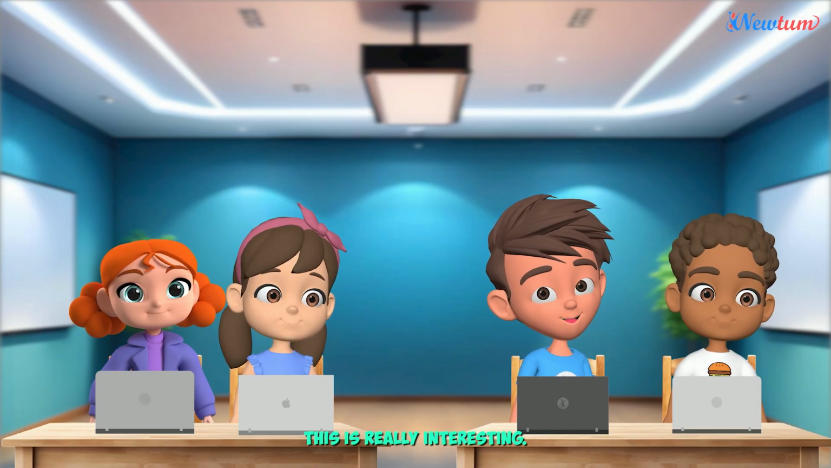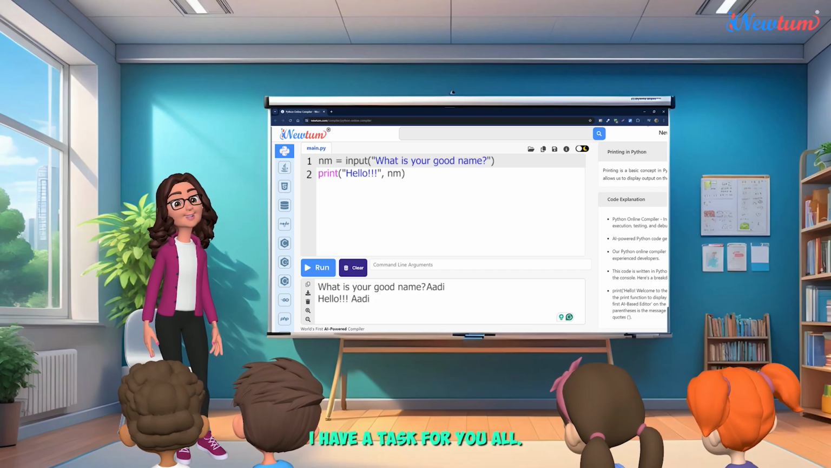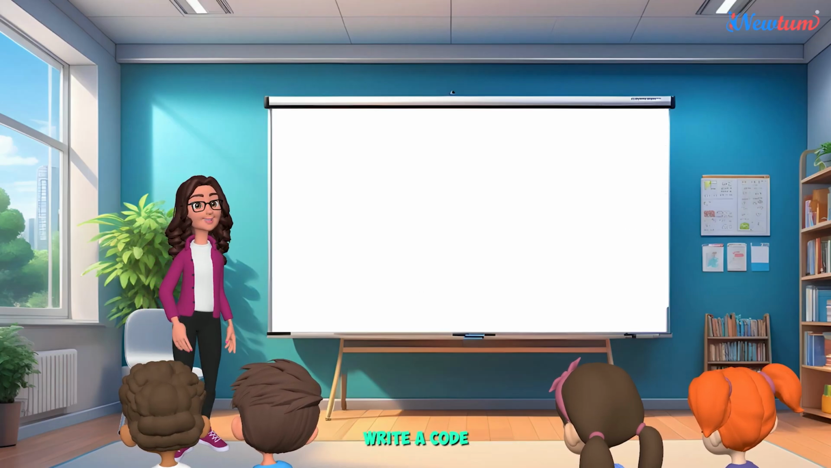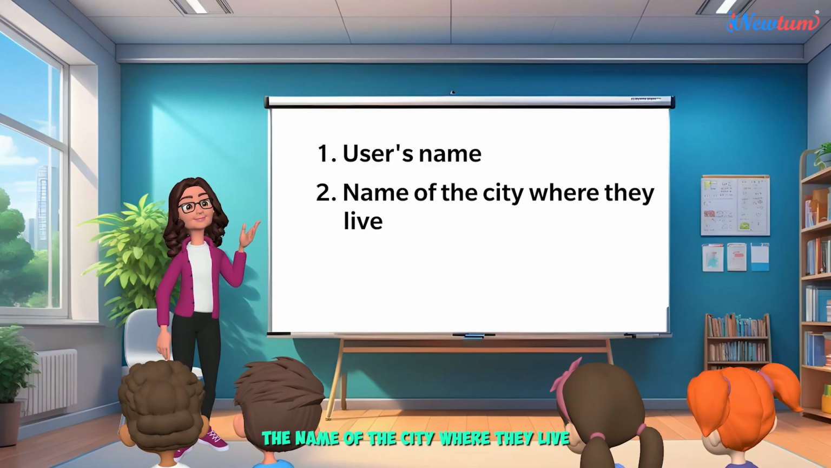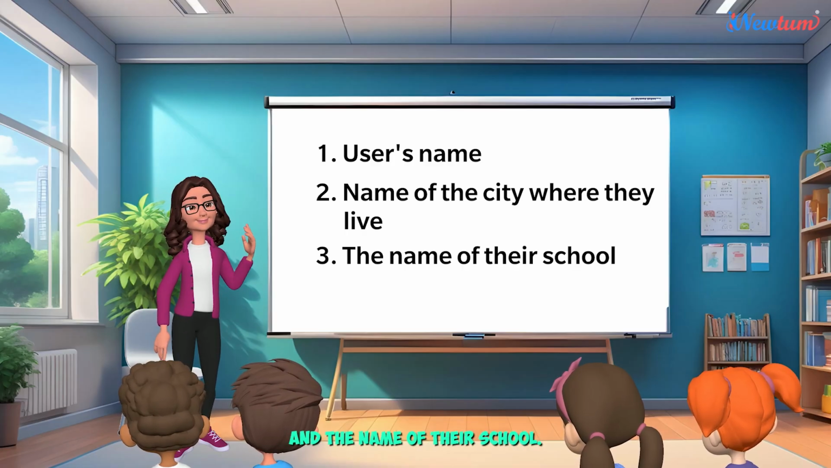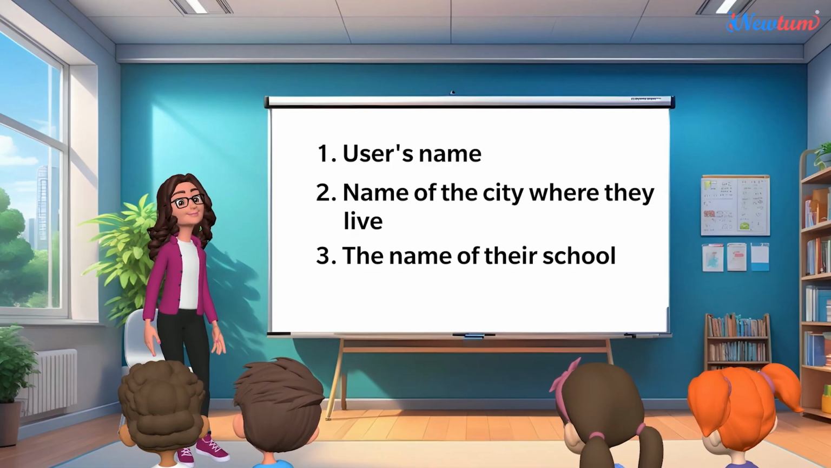Wow, this is really interesting. Can we also accept other data? Yes, absolutely. I have a task for you all. Write a code that will accept the user's name, the name of the city where they live, and the name of their school. Then, display these values on the screen with proper titles. Yes, teacher, we'll do it. Great, all the best. See you next time.